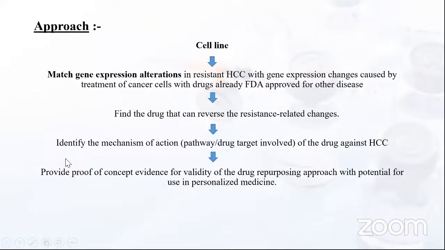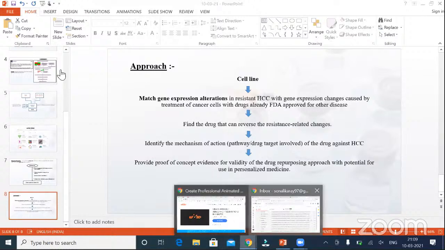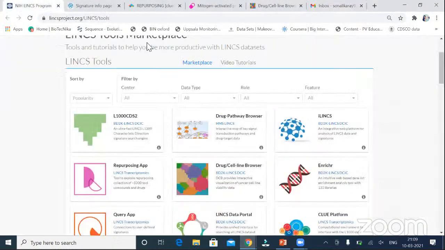So once we have the drugs which could be used effectively against the sorafenib-resistant SCC, we could identify the mechanism of action, that is, the pathway or the drug target which is involved in the sorafenib-resistant SCC, right? And after we are done with the mechanism, we could provide proof of concept evidence for the validity of the drug repurposing approach with potential for use in personalized medicine. So now I would just like to explore the links with you all and show you how it actually works.